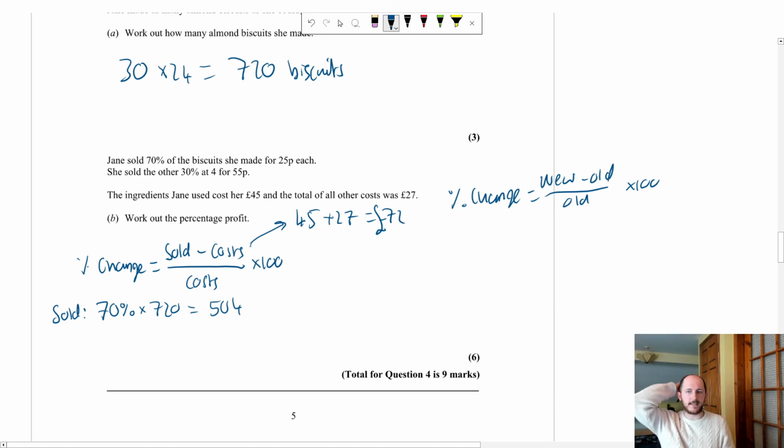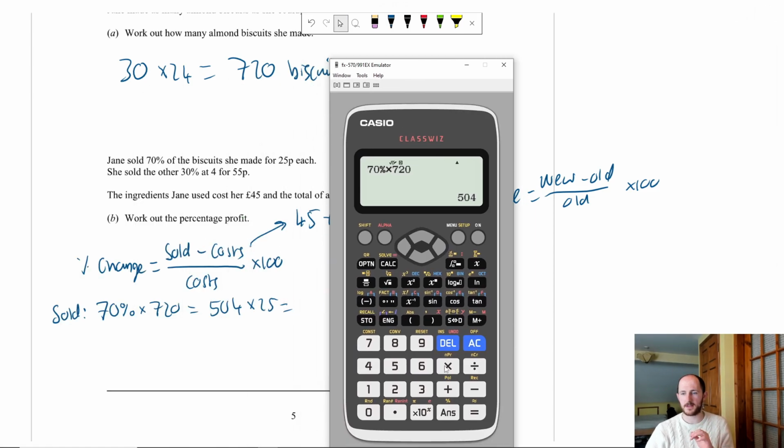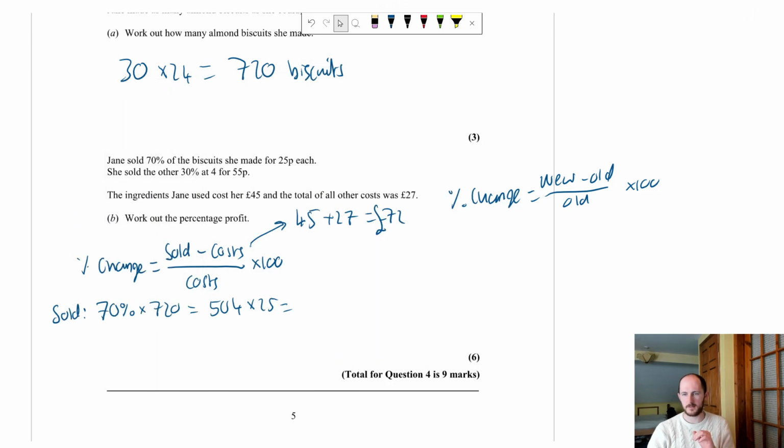Now, it does have the prices in pence, which makes sense for biscuits, but our costs are in pounds. So it might be a good idea to change it into pounds after we're done. So times by 25 for the number of pence each, in total we got for this. Wow, okay, so that's £126. That's kind of a lot.